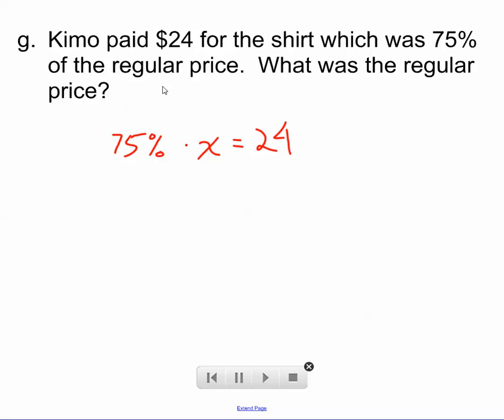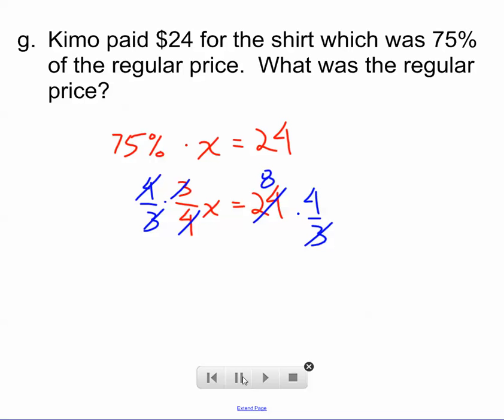And right here, some key things. Which was $24 was 75% of the regular price. Those are some key things I look for. $24 was 75% of the regular price. So 75% of the unknown regular price is $24. I'm going to change that 75% to 3/4, and then I'm going to multiply both sides by 4/3. Works out pretty good here. 3 goes into 24 8 times, and 8 times 4 is $32. So the regular price was $32. He paid 75% of that, $24.